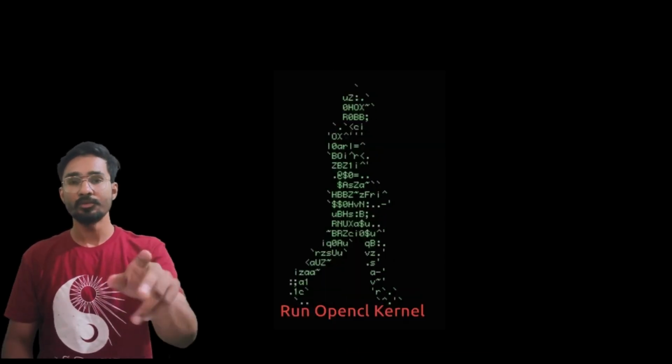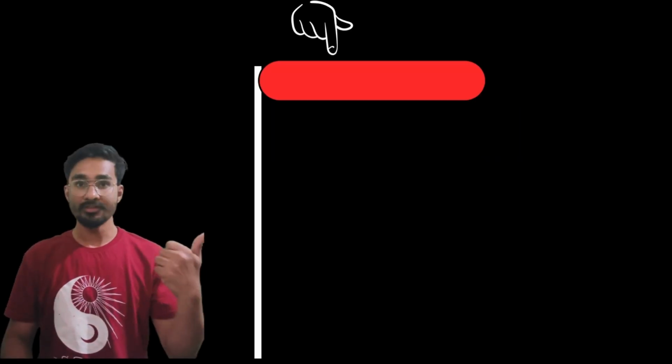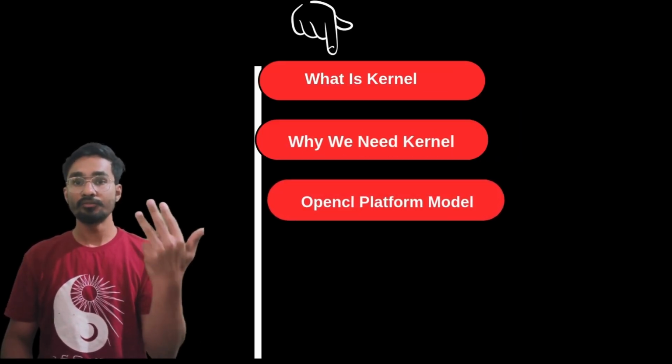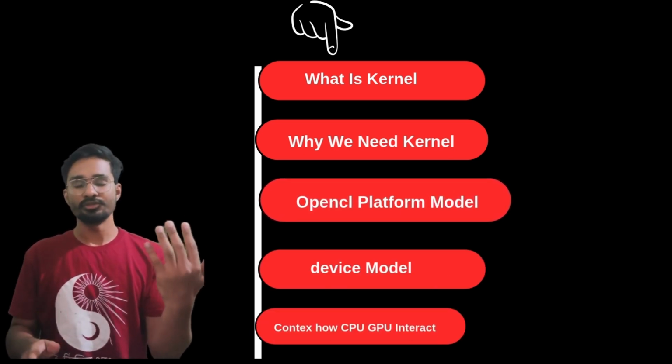To run an OpenCL program, we should be aware of the following 5 points. First, what is kernel? Second, why do we need kernel? Third, OpenCL platform model. Fourth, device model. Fifth, context, command queues, and how CPU and GPU share the data.